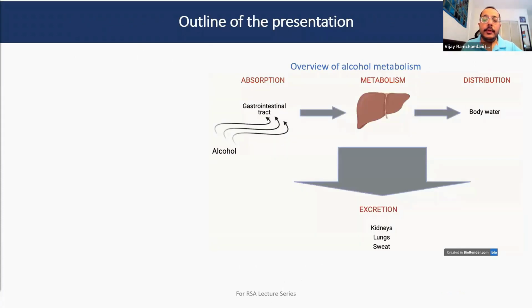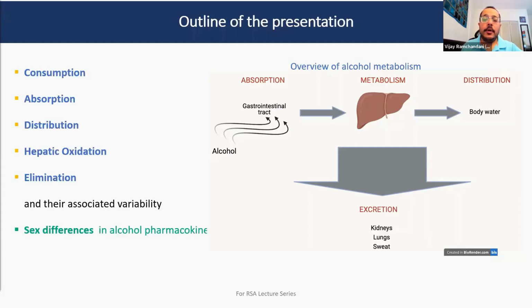This is an overview of alcohol pharmacokinetics or metabolism processes. As you can see, there is absorption of alcohol through the gastrointestinal tract into the liver, which is the major site of metabolism, after distribution into total body water. It is interesting to note that alcohol reaches almost all organs via this body water distribution and then is eliminated unchanged in the kidneys and lung, what is not metabolized. We will touch upon all of these processes and their associated variability and end with a brief recap on sex differences in alcohol pharmacokinetics.